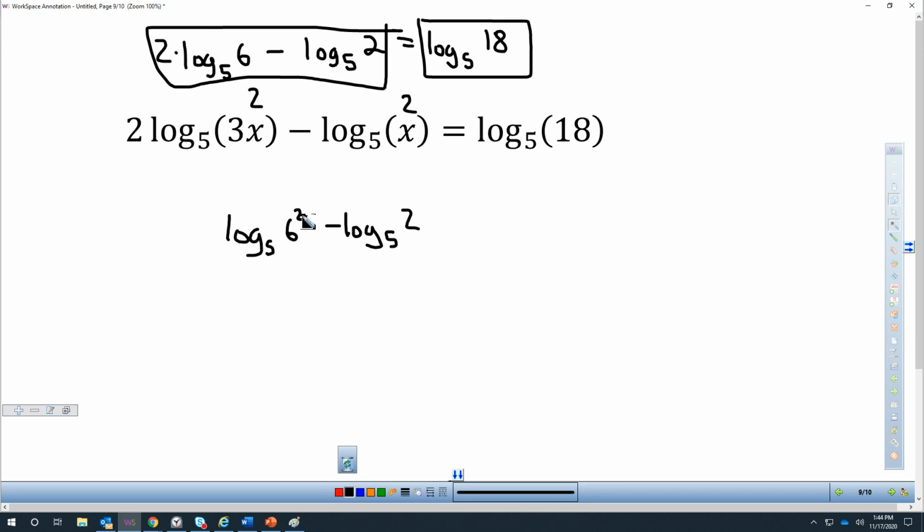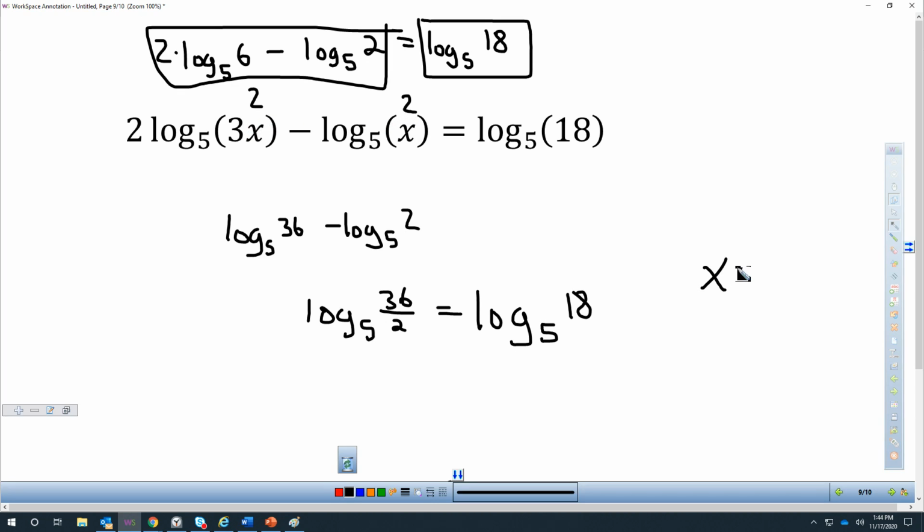Okay, well 6 squared is 36, so this is basically a 36 here. So now I could use my quotient rule and write that as log base 5 of 36 over 2. 36 over 2 is 18. And so this does in fact equal log base 5 of 18. Okay, so that's just kind of verifying that we had x right when we said that x equals 2. So x equals 2 is the answer. All this is just checking it to make sure that it makes sense that that's the answer, and it does.